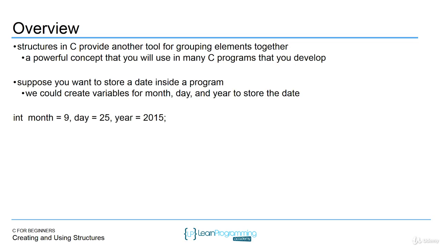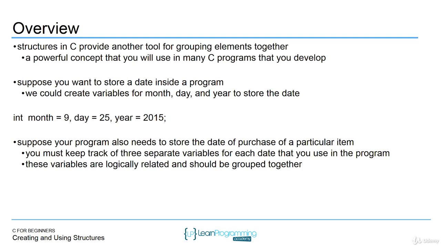So for example, say you want to store a date inside of a program. A date usually consists of three variables: month, day, and year. You would create those three variables to store that data. For example, you'd say int month equals 9, day equals 25, year equals 2015.